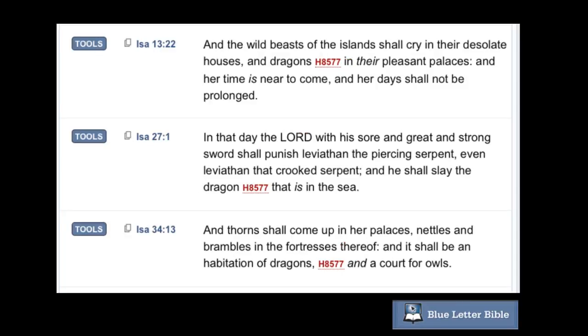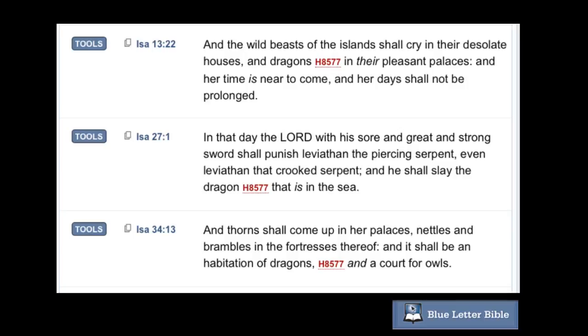Isaiah 27 verse 1. This is a good one. I'm going to read this whole verse. Isaiah 27 verse 1, it says, in that day the Lord with his sore and great and strong sword shall punish Leviathan. We're going to talk about him in a minute. The piercing serpent, even Leviathan the crooked serpent. And he shall slay the dragon, that's Tanim, that is in the sea.